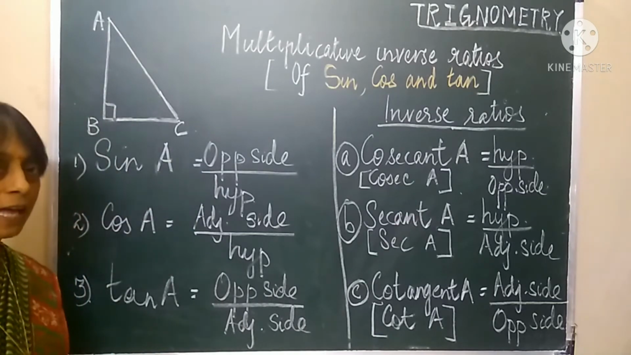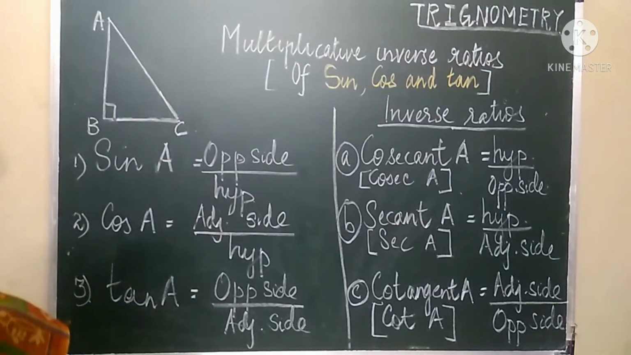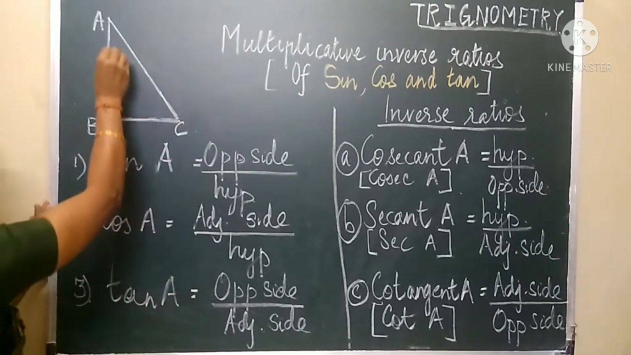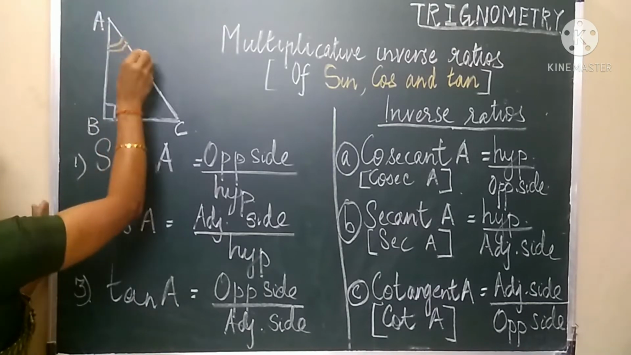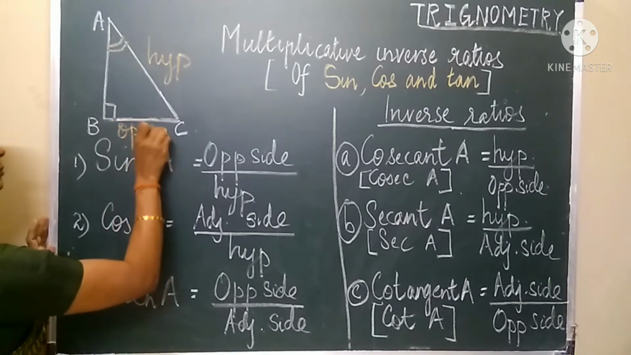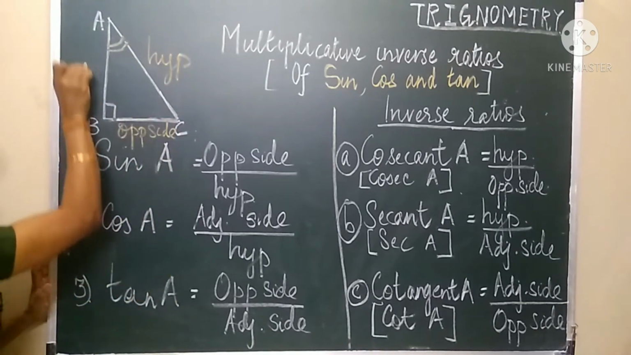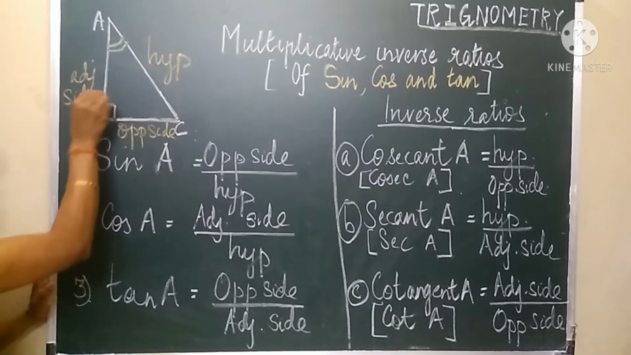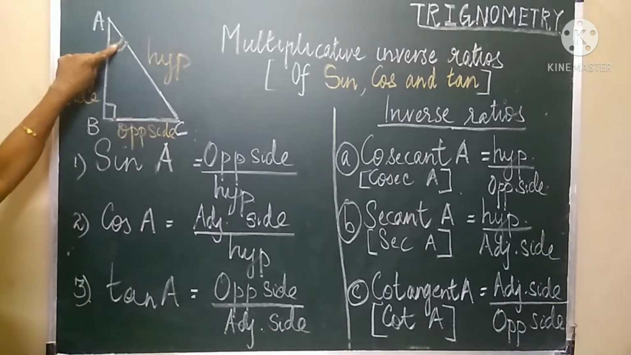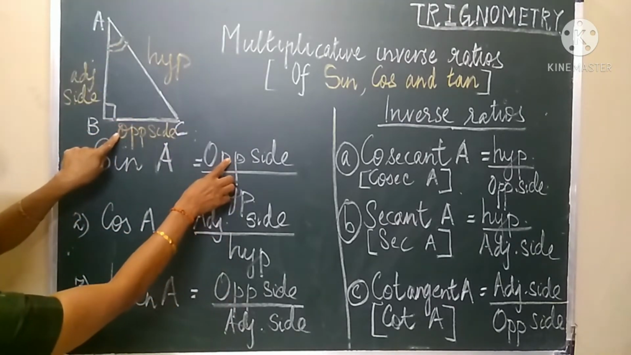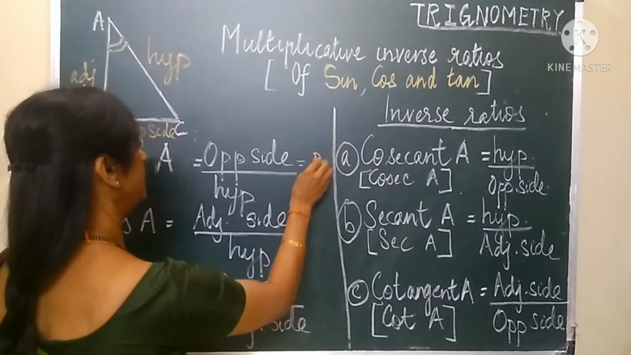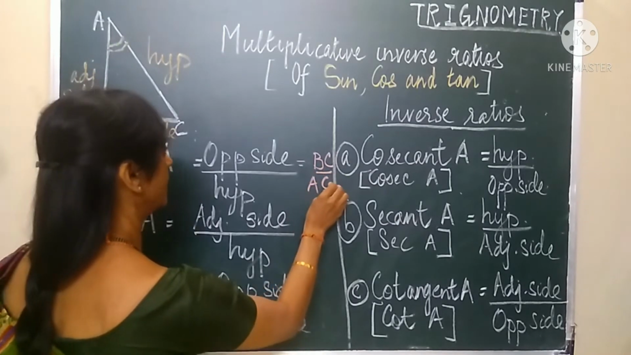And how do we get their values? Particularly for angle A, let's find out. For angle A, what is sine of angle A? This is the hypotenuse. This will be called the opposite side. And this is the adjacent side. So let's get their values. Sine of angle A, BC upon hypotenuse, that is AC.